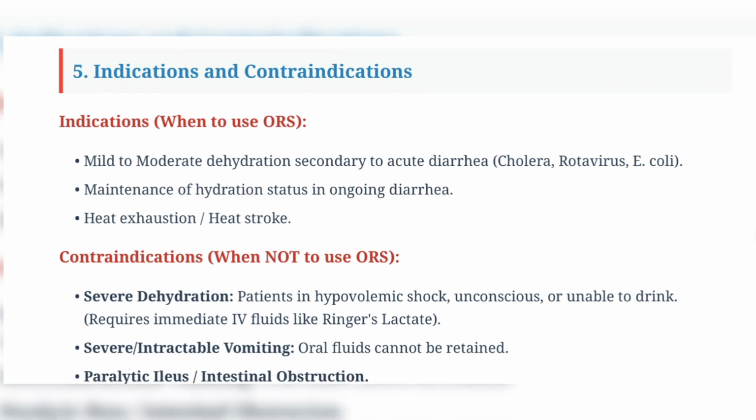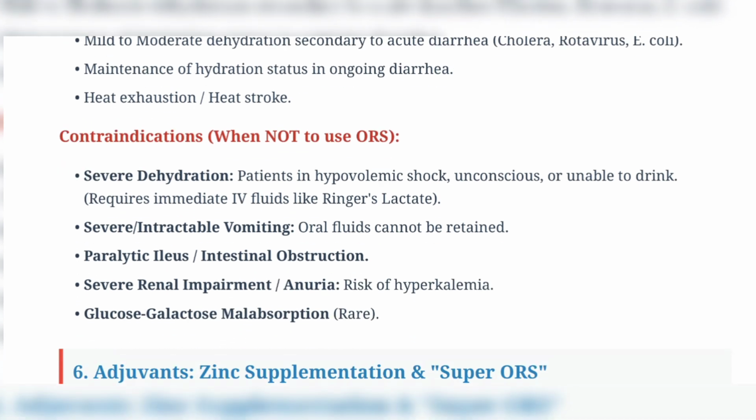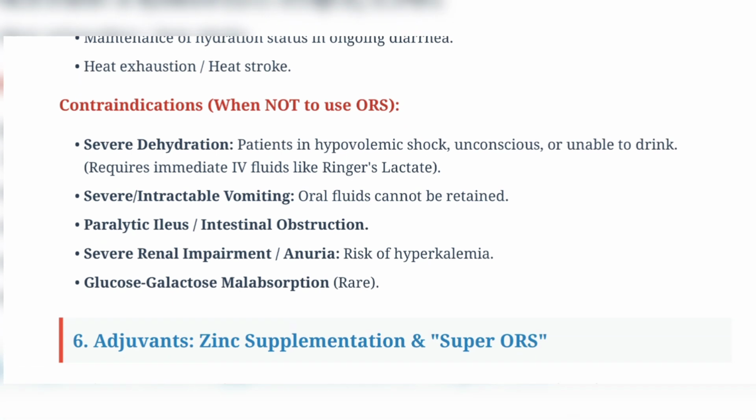What are the indications? When to use ORS? Mild to moderate dehydration secondary to acute diarrhea, for example in cholera, rotavirus, and E. coli. Maintenance of hydration status in ongoing diarrhea, heat exhaustion or heat stroke. Contraindications, which means when not to use ORS: severe dehydration, when the patient is in hypovolemic shock, unconscious, or unable to drink, requires immediate intravenous fluid like Ringer's lactate.